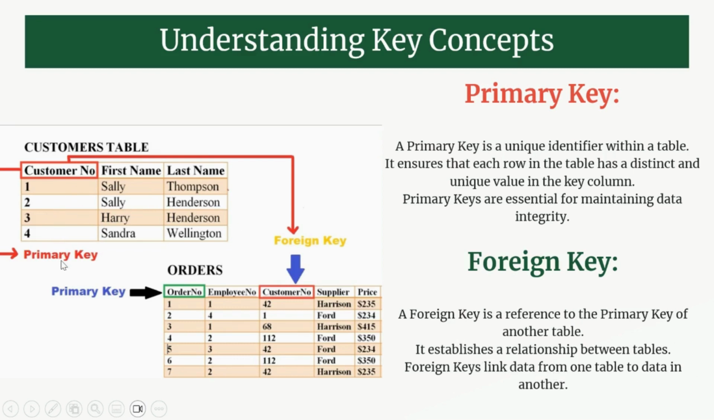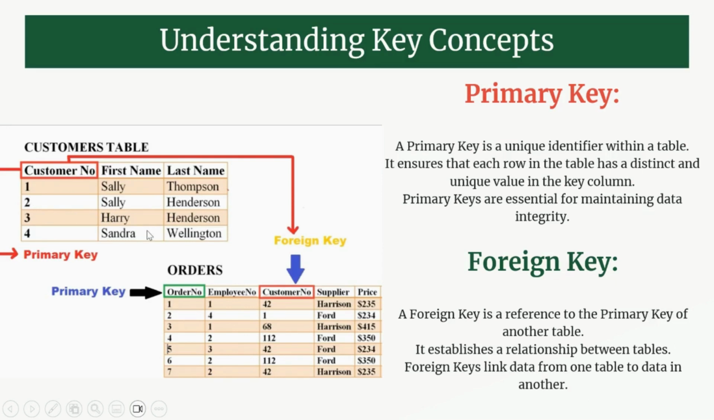Let's take a look at this example. We have two tables here, customers table and orders table. In the customers table, we have customer number, which will be the unique identifier for each of the customers. So for the first customer here, Sally Thompson, she has a customer ID of 1. Harry Henderson has a customer ID of 3. So those numbers, 1 and 3, are primary keys in the customer table because they uniquely identify each of these customers.